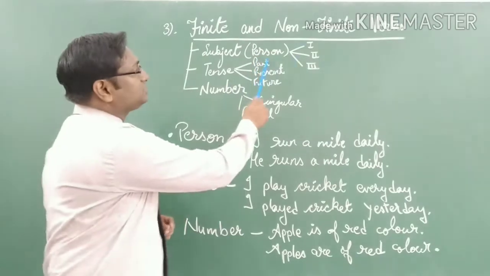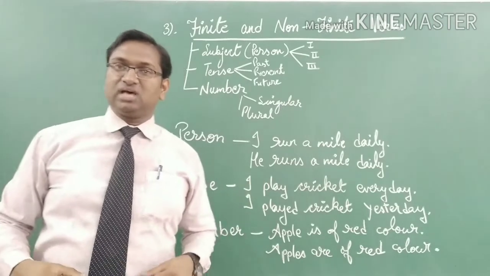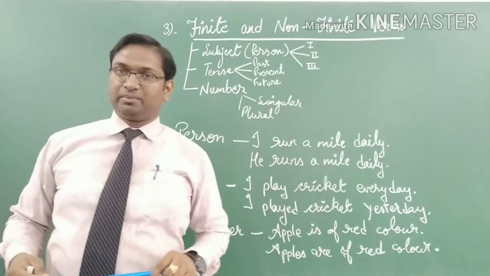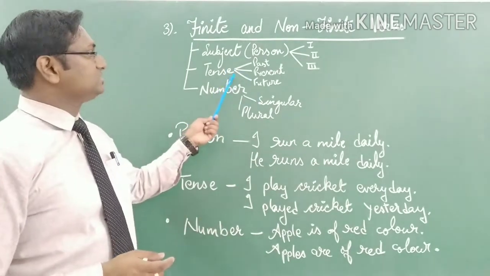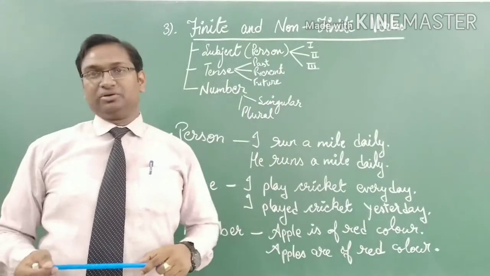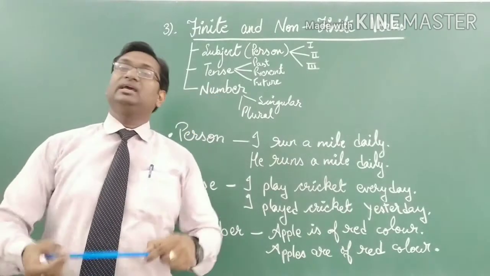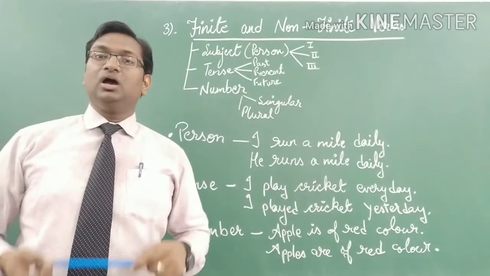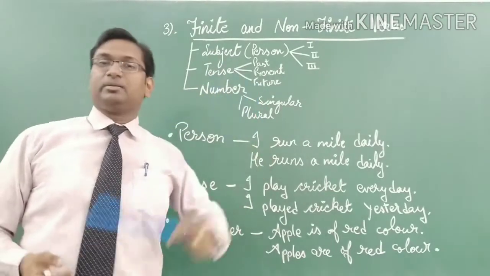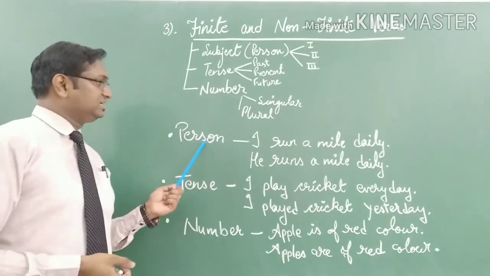Now, person means first person, second person and third person. Verb changes according to the first person, second person and third person. This is the first parameter. Second parameter, tense, according to the tense, like past, present and future tense. And third parameter is your number, like whether the subject is singular or plural. So we have these three parameters, and according to these parameters we are going to change the verbs. Now first is person.